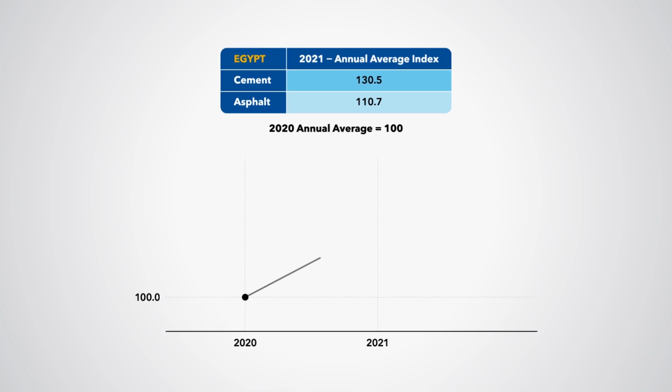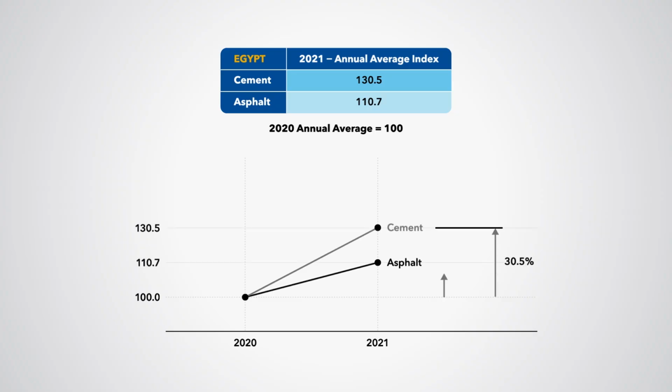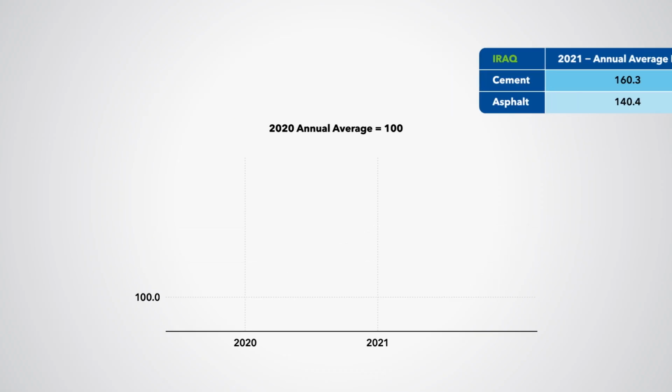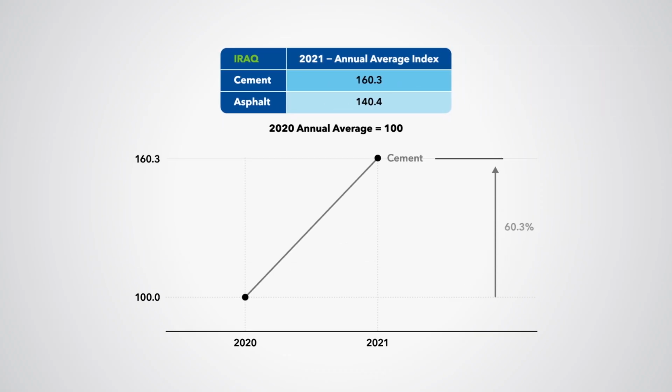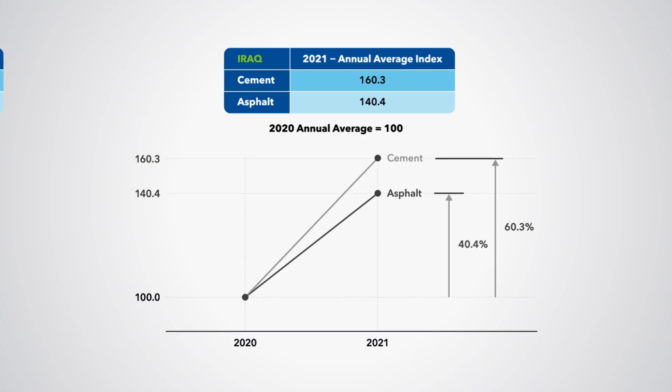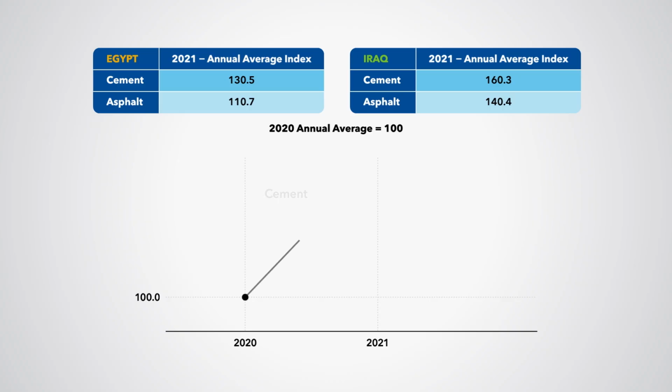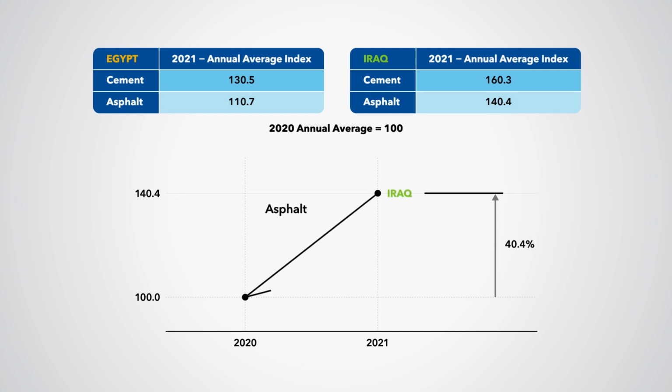These data show that producer prices for cement rose faster than producer prices for asphalt in Egypt in 2021. Producer prices for cement also rose faster than producer prices for asphalt in Iraq in 2021. 2021 prices for cement produced in Iraq rose faster than 2021 prices for cement produced in Egypt. Similarly, 2021 prices for asphalt produced in Iraq also increased more than 2021 prices for asphalt produced in Egypt.